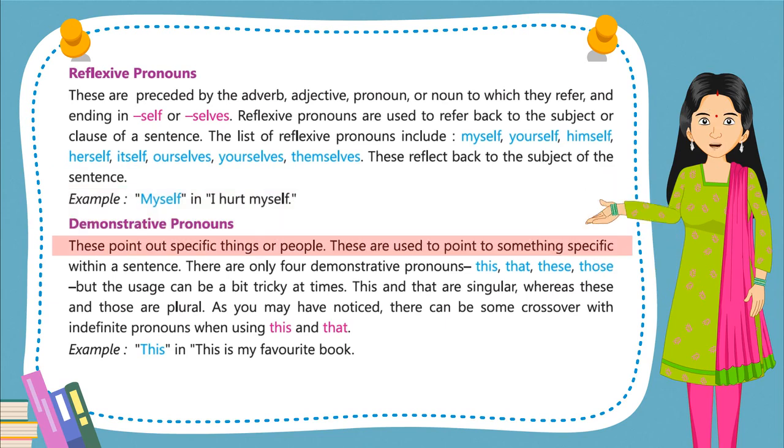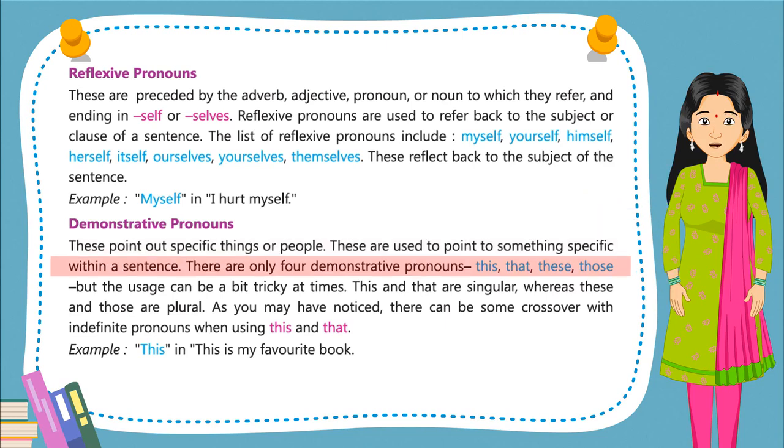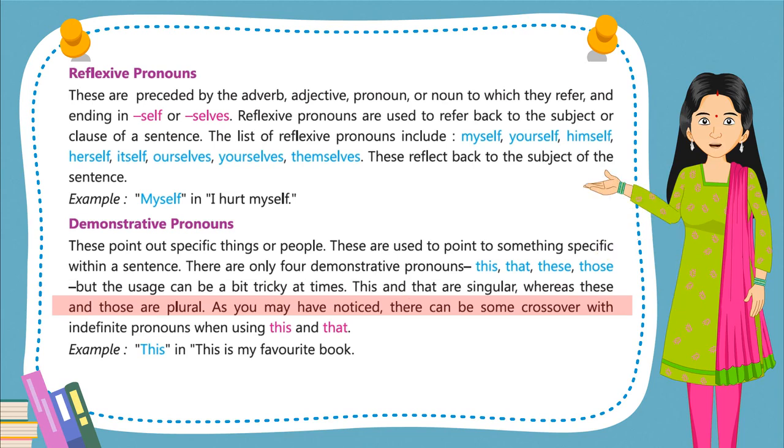Demonstrative pronouns. These point out specific things or people. These are used to point to something specific within a sentence. There are only four demonstrative pronouns: this, that, these, those. But the usage can be a bit tricky at times. This and that are singular, whereas these and those are plural. As you may have noticed, there can be some crossover with indefinite pronouns when using this and that. Example: This is my favorite book.